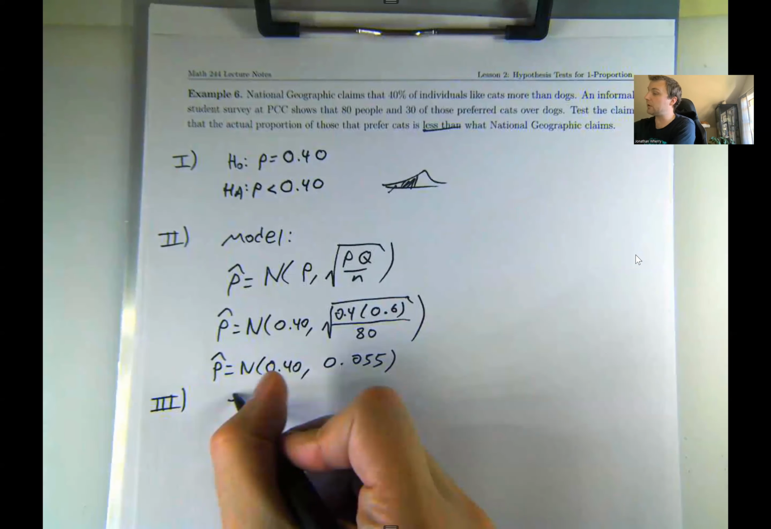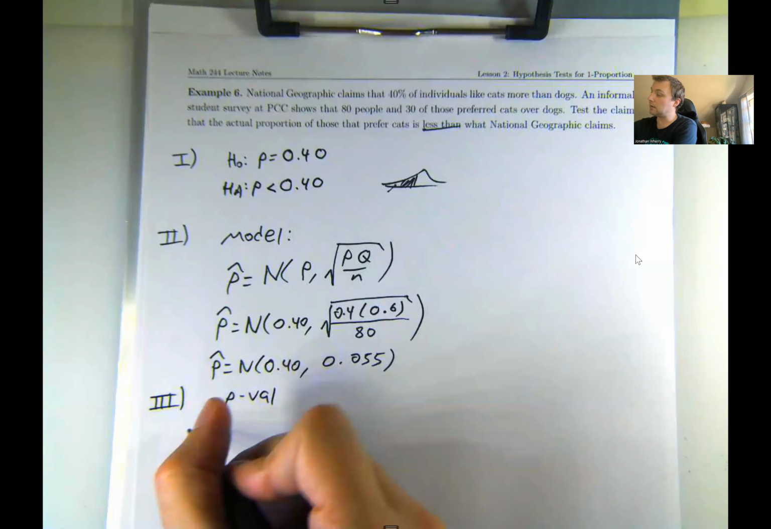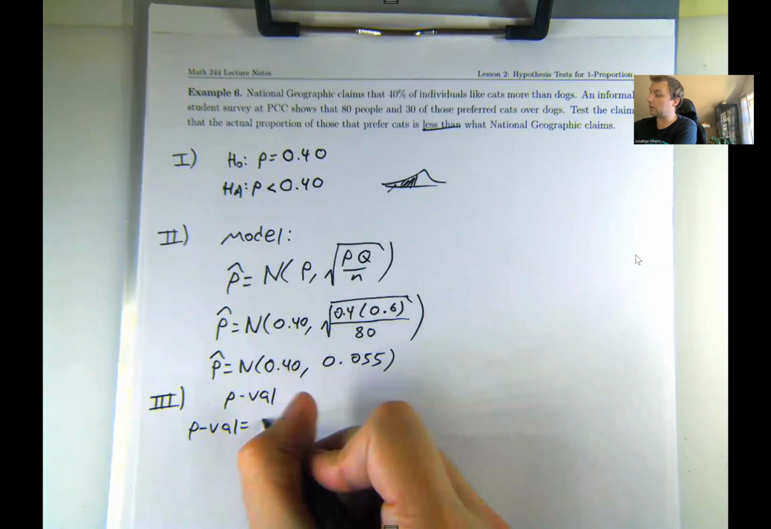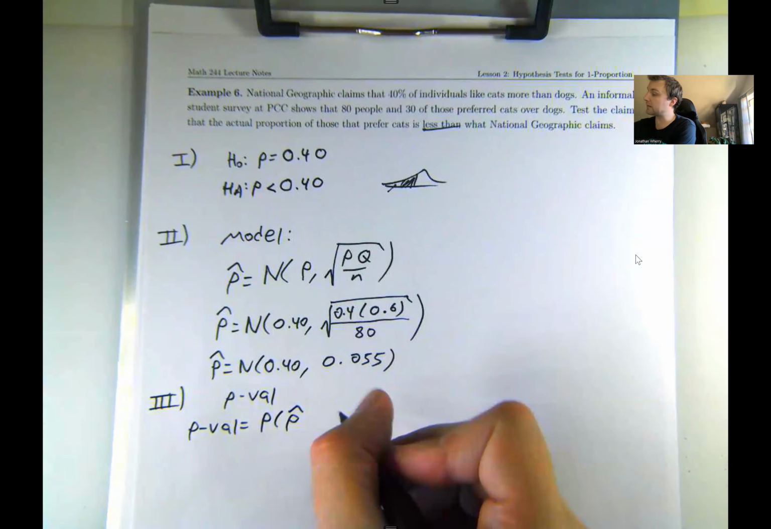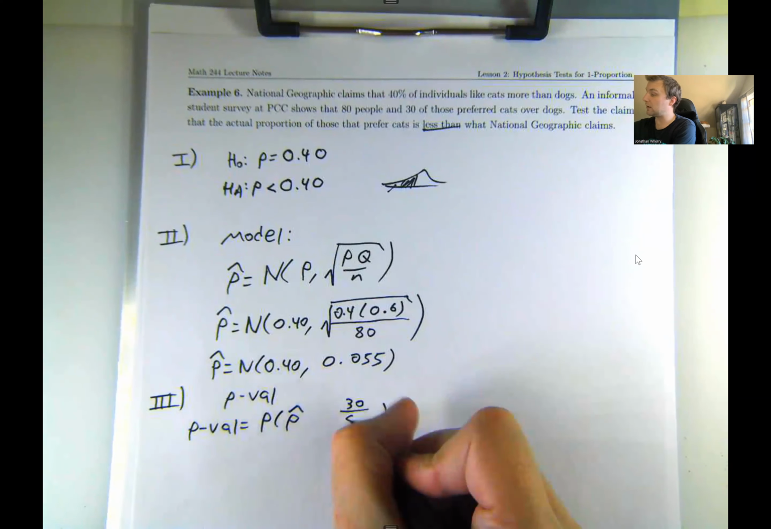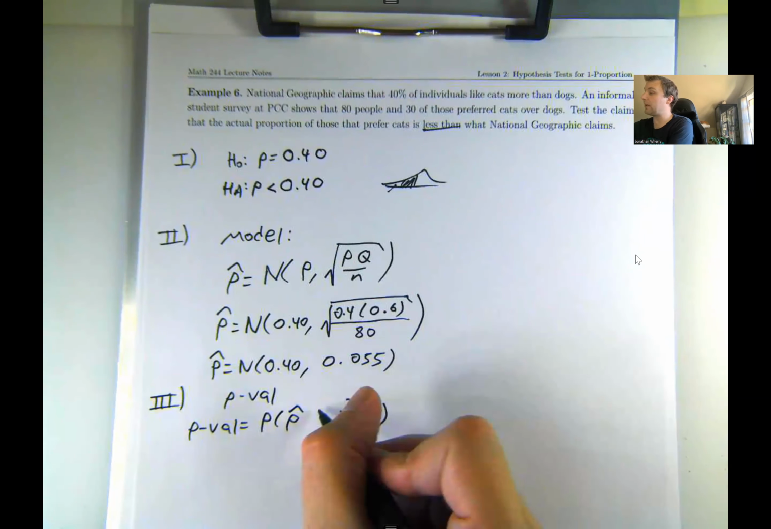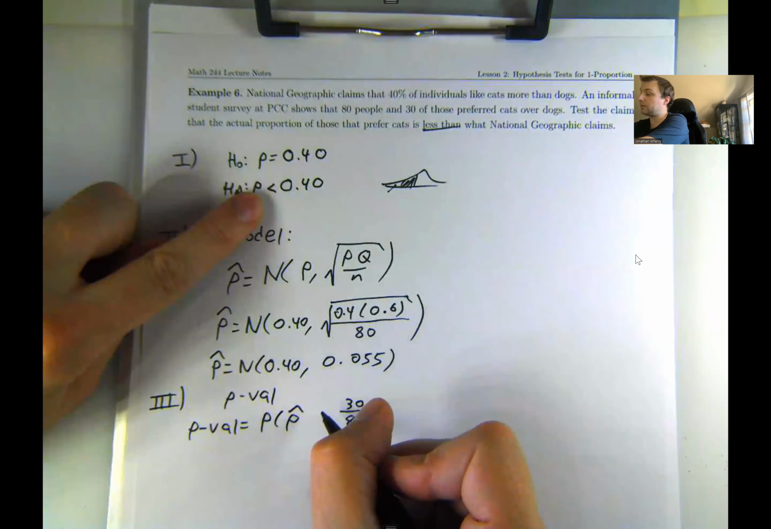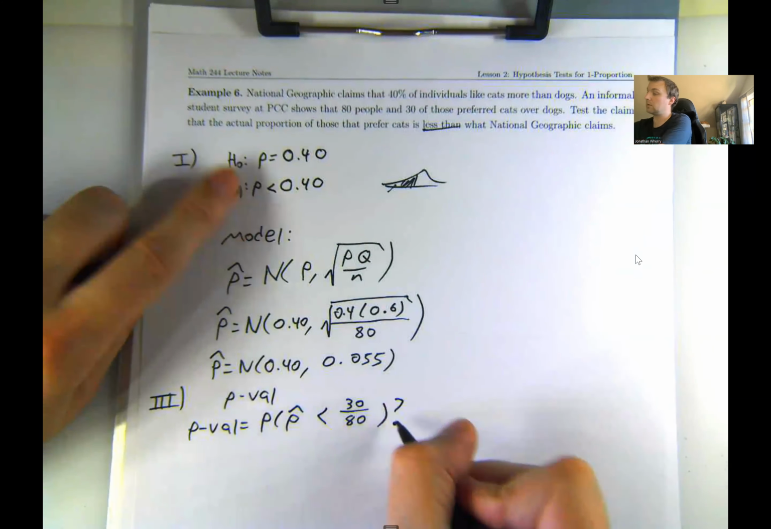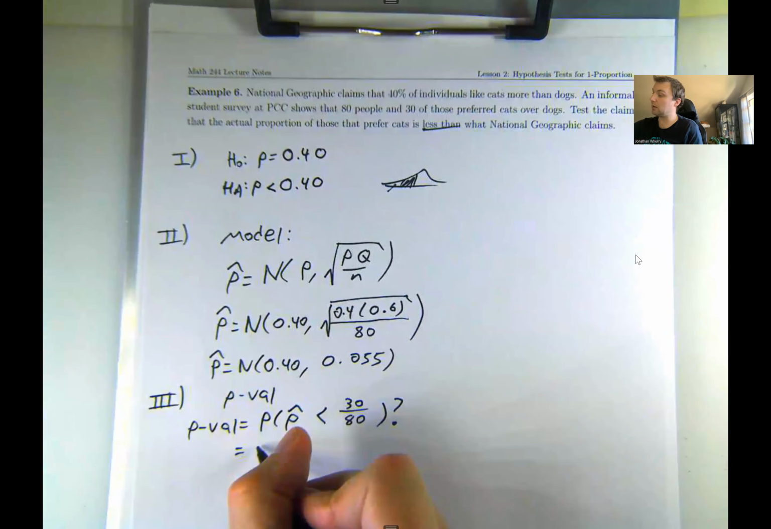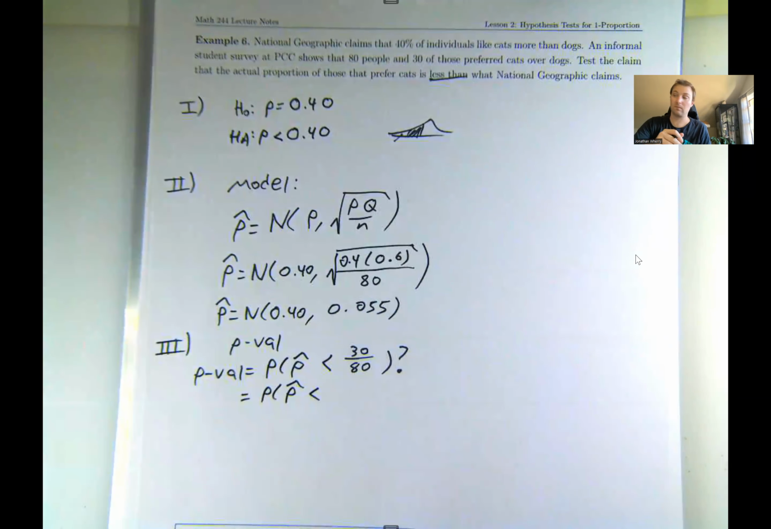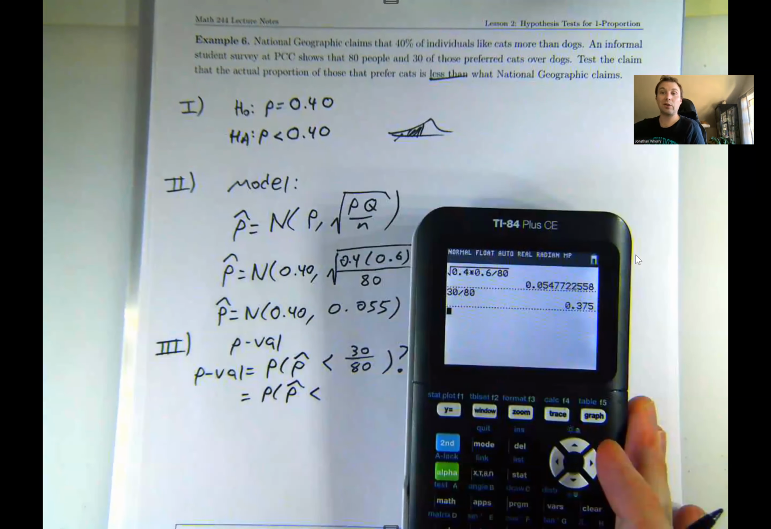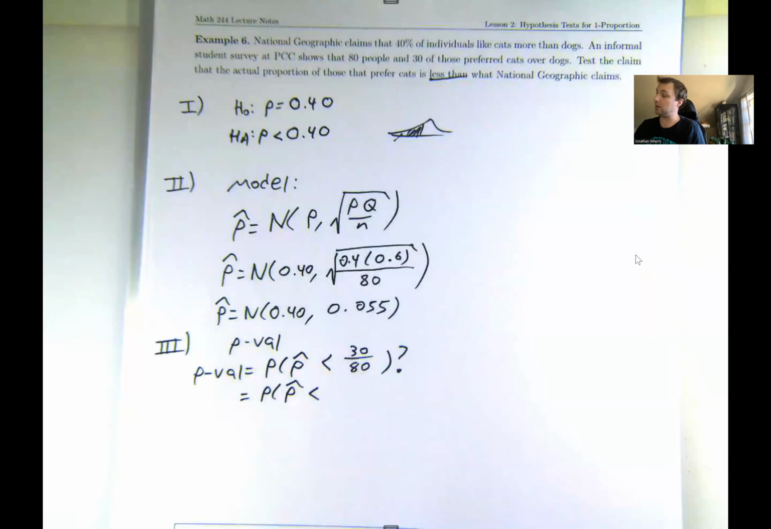Third step is to calculate the p-value. And the p-value is the likelihood of our sample data or more extreme. And our sample data success rate was 30 out of 80. So I'm looking for that much, and the symbol here is coming from the alternative, or less. I'm going to type that 30 out of 80 into a calculator to see what I get for my sample data. And when I do so, I got 0.375 or 37.5%.